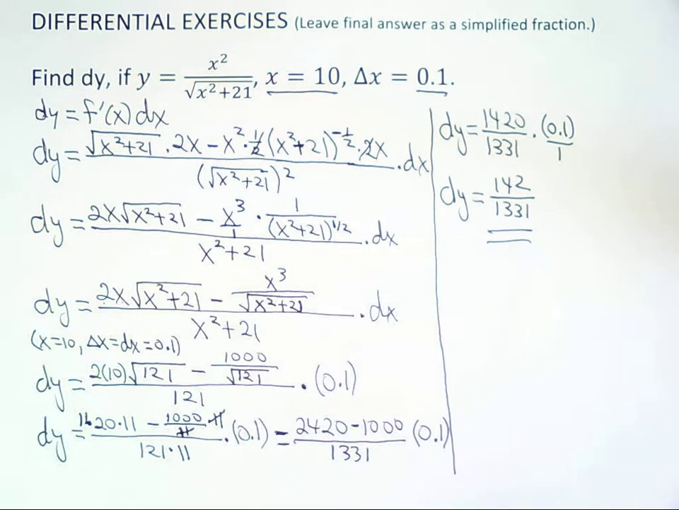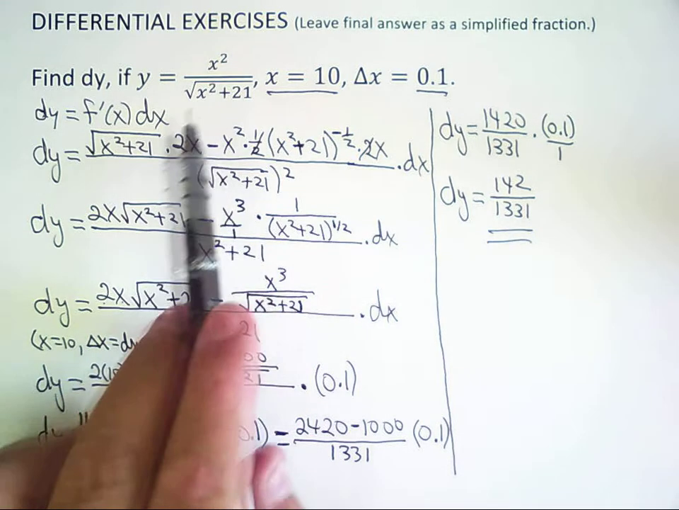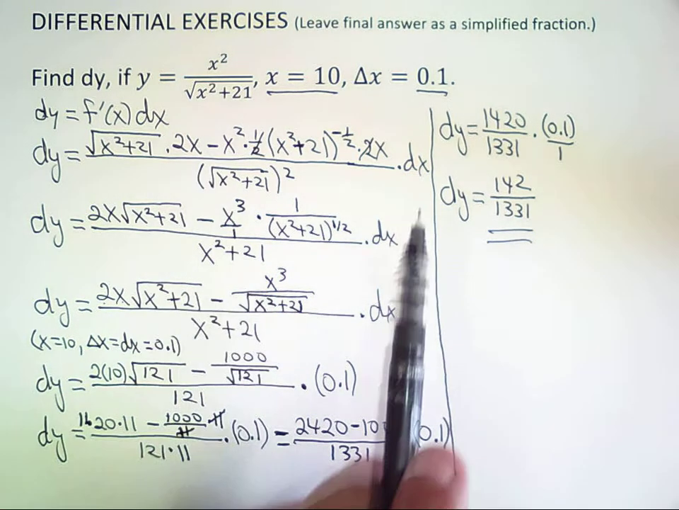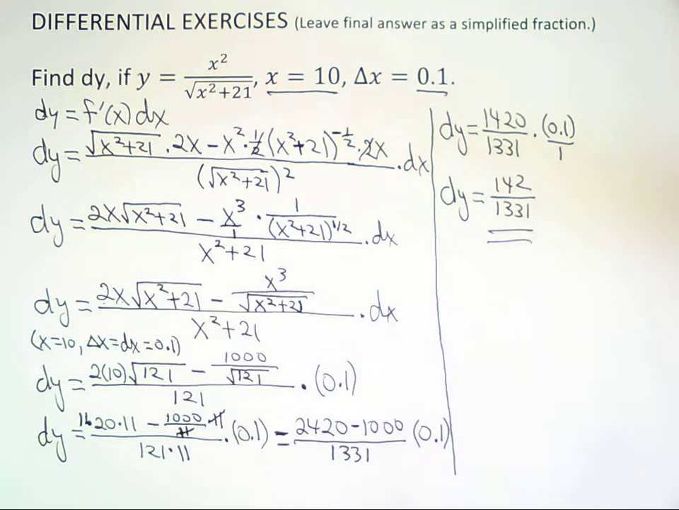So this problem had a couple more complications. It had a quotient rule with a radical in it, and it asked you to keep the answer as a simplified fraction. So it's just an example of something where you have to stretch a little bit and be very careful.